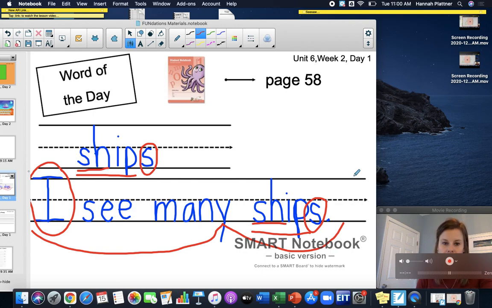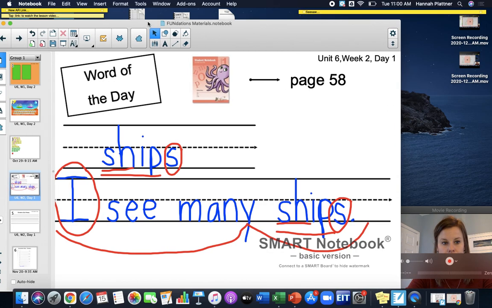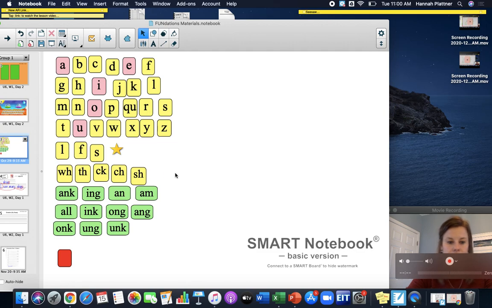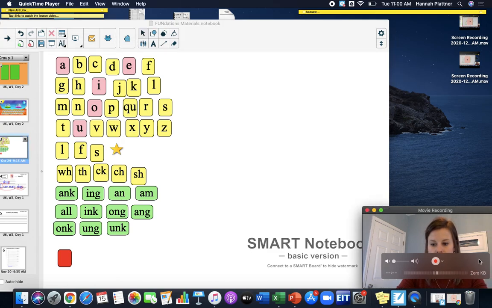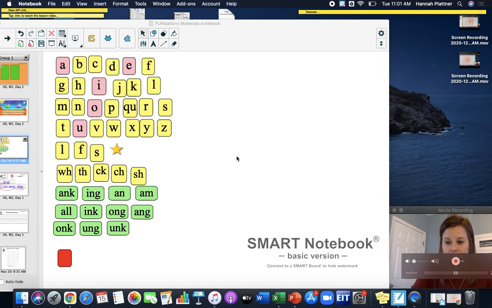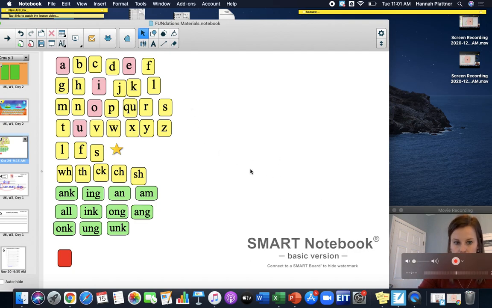All right, great job. When you are done with your word of the day and your sentence, you can put your student notebook away and then go ahead and get out your magnetic letter board. If you need to pause the video to get your materials out, you can go ahead and do that. And then come back when you are ready. I'm going to say a sound, and I want you to point to that letter or letters that make that sound on your board. You can check it on my screen here.